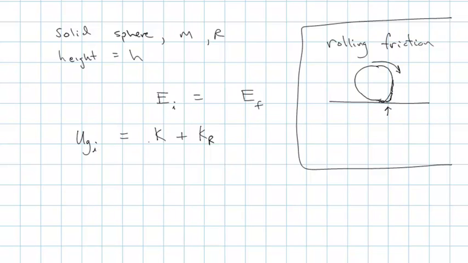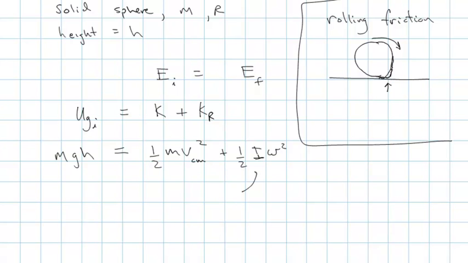The center of the sphere that's rolling down the hill is located a distance h above its final point, so mgh is its initial gravitational potential energy. If it was just moving at the end, 1/2 m v center of mass squared, and if it was just rotating, 1/2 I omega squared. So the two things we need here, I and omega.